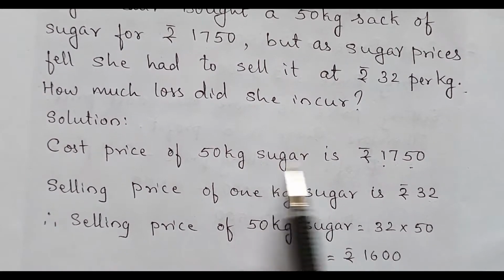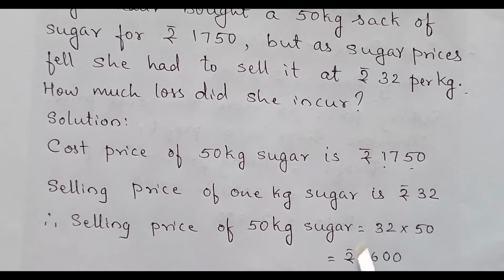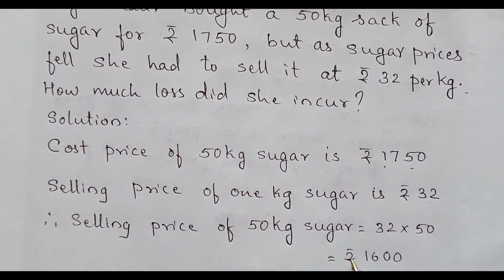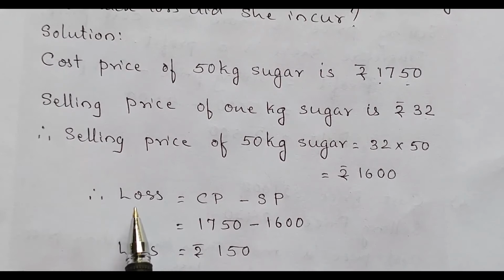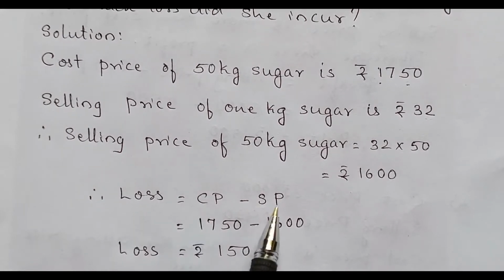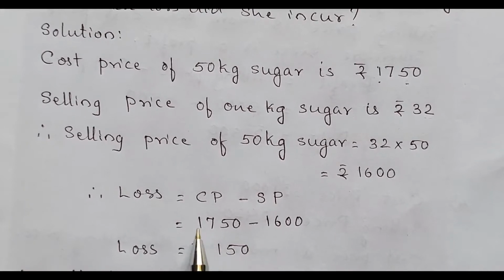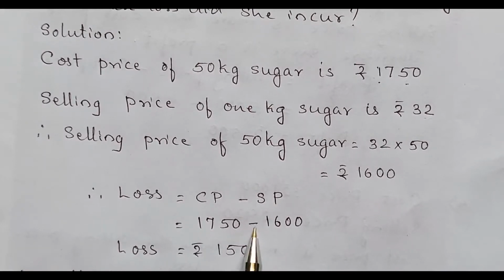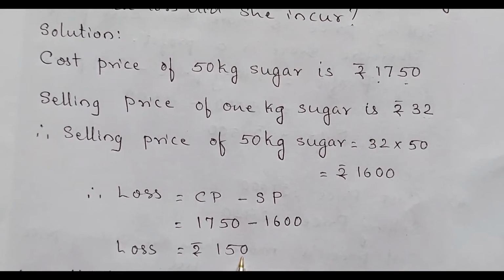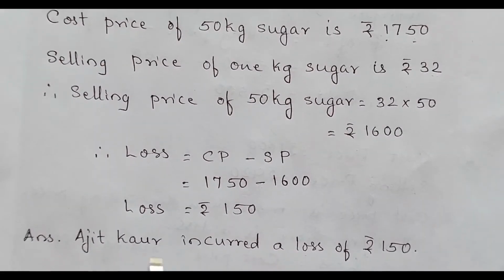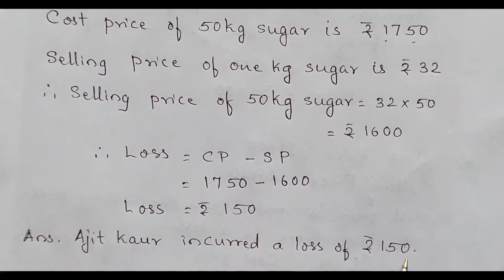So the cost price of 50 kg sugar is 1750 and the selling price of 50 kg is 1600. The cost price is more than the selling price, therefore she incurred a loss. Loss is equal to cost price minus the selling price. The cost price is 1750 minus the selling price 1600. So the loss is rupees 150. So the final answer is Ajit Kaur incurred a loss of rupees 150.